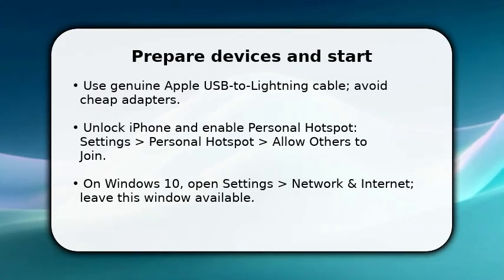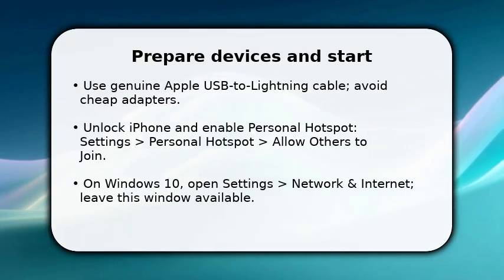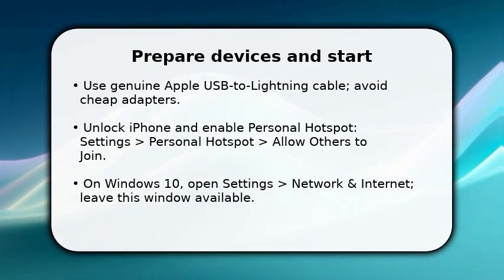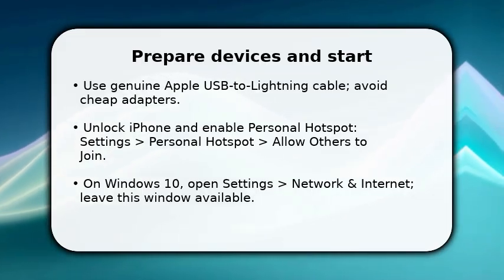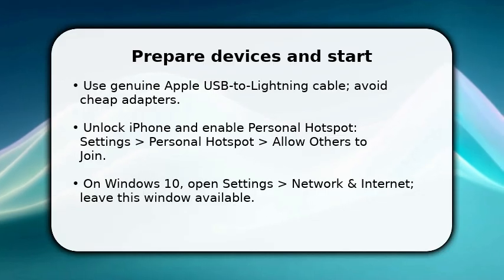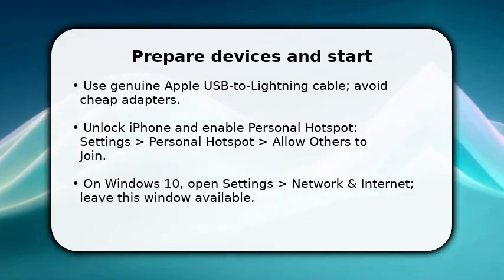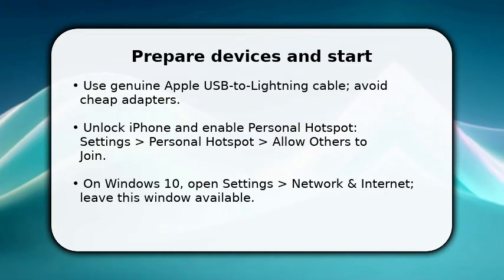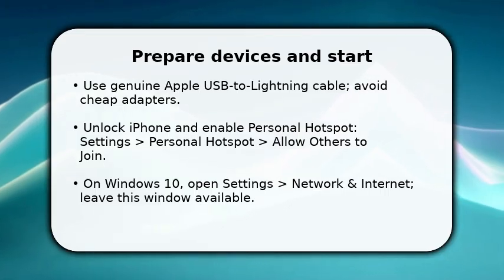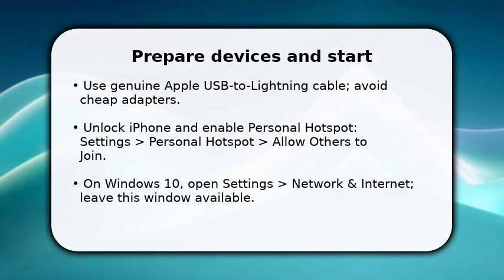You start by preparing both devices and making the first connection. Plug a genuine Lightning to USB cable into the iPhone and a free USB port on the Windows 10 PC. This establishes a direct data link, which is more stable than Wi-Fi. Once done, unlock your iPhone and enable Personal Hotspot in Settings so the phone advertises a network over USB.